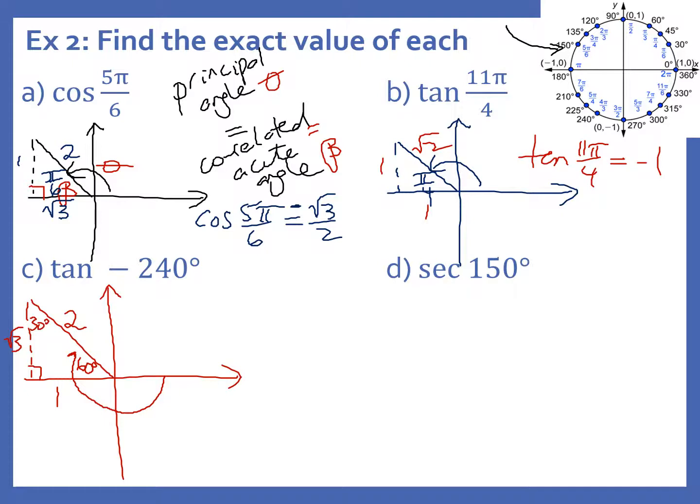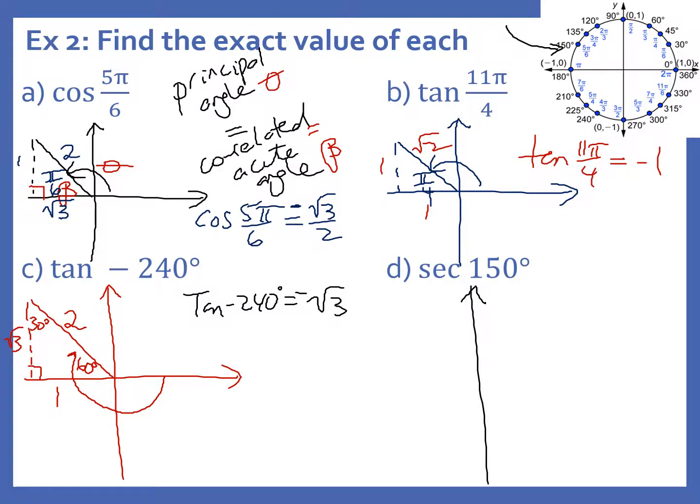We want tan, opposite over adjacent, y over x. So tan -240 equals opposite over adjacent, y over x, root 3 over 1, which is just root 3. Based off of the CAST rule, only sine is positive, so that would be -root 3.